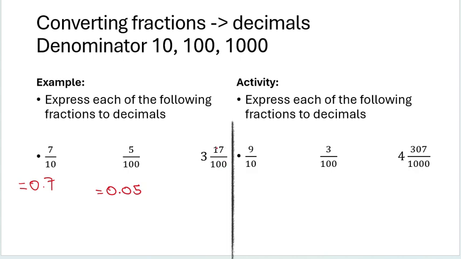Finally, you got 3 and 17/100. You can just do 3 wholes for now, because that's what the 3 represents. And then you focus on the fraction here, 17/100. So it'll just be 0.17. And for this, I'll just fill this in really quick. Like so.